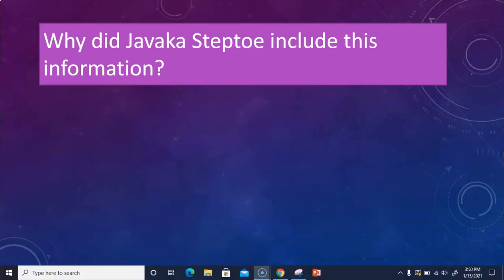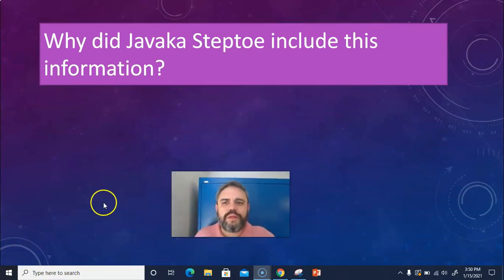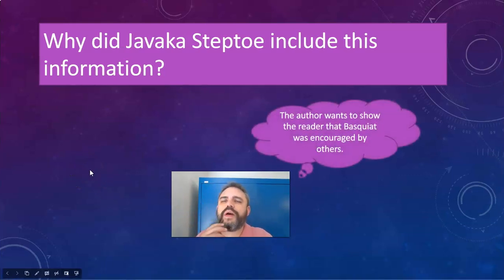Right? So my question is, why did Javaka Steptoe include this information? Why all the talk about his mama? I bet the author wants to show the reader that Pasquale was encouraged by others. Seems pretty good thought. Did you guys have the same thought?